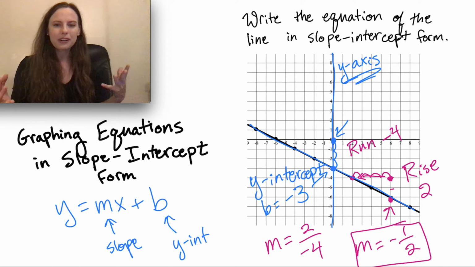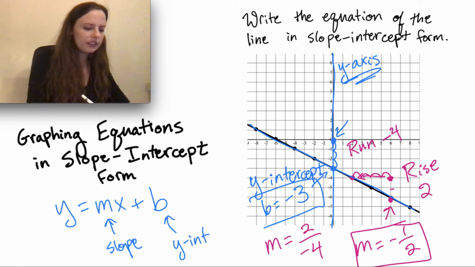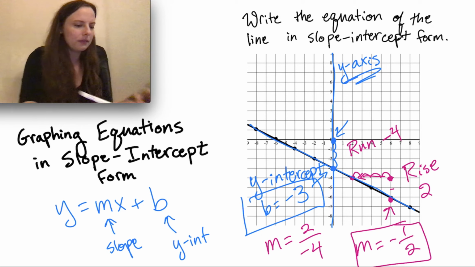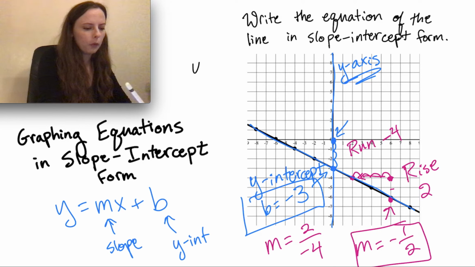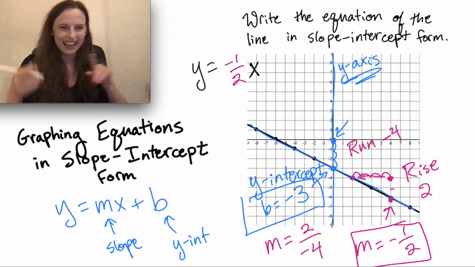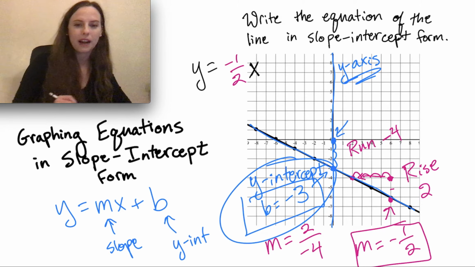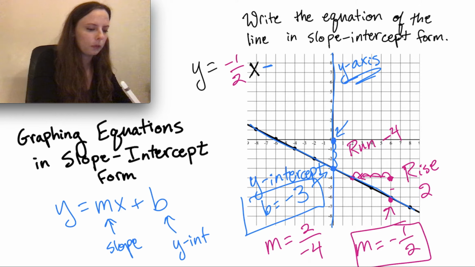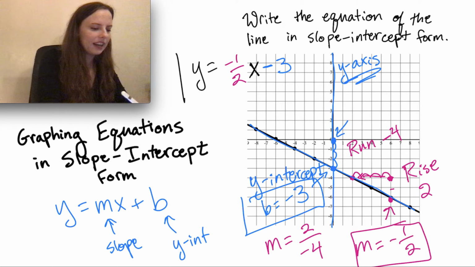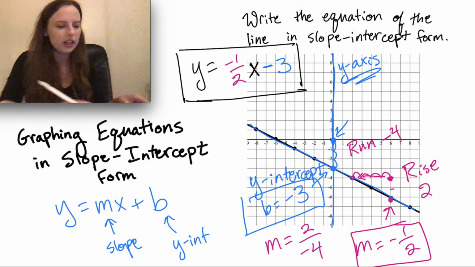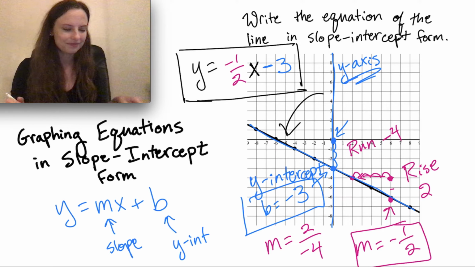So now let's bring it all together. We have our y-intercept, we have our slope. Now all we need to do is plug them into the form. So we have y equals, and then for our m, we have negative 1/2. Don't forget about the x. We always want to have the x and the y in our equation. And then finally, we have minus 3 from that y-intercept. So y equals negative 1/2 x minus 3 is the equation of this line.